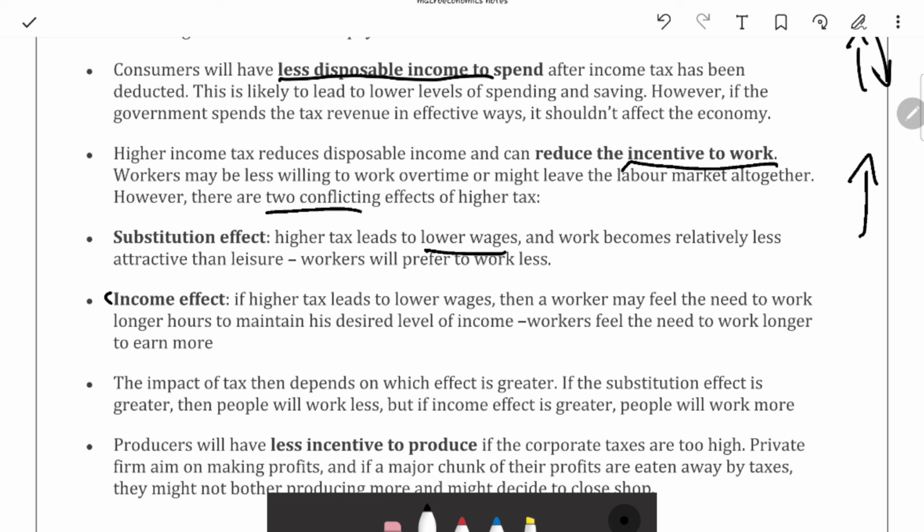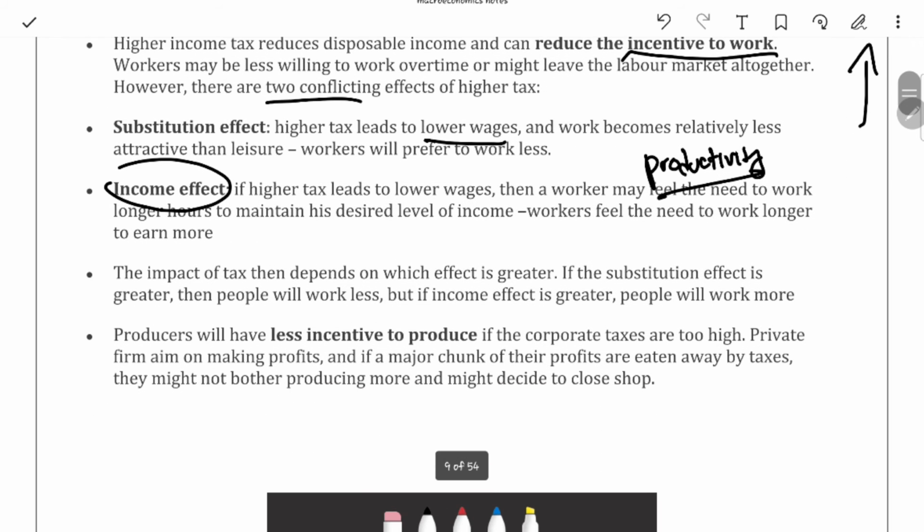The next one is the income effect. The income effect basically means that when there's higher tax, okay, there will be lower wages. When there's lower wages, the worker will feel like not working for long hours, and hence the productivity will fall. Productivity of someone will fall, meaning they will just work for the sake of it, but not with their full maximum productivity capacity. So therefore maybe the quality of the goods will reduce, and there can be a big impact on the society.